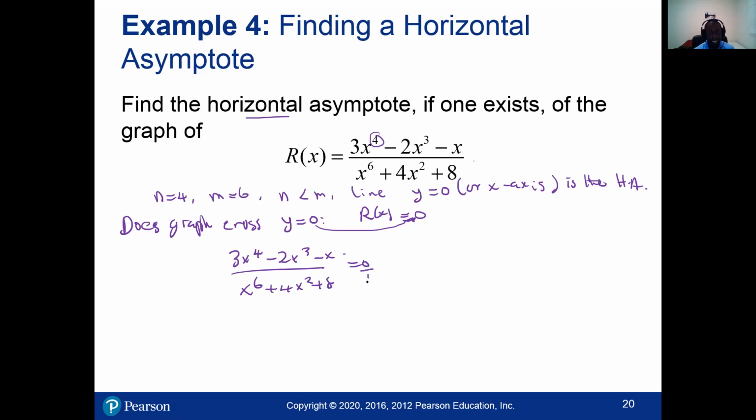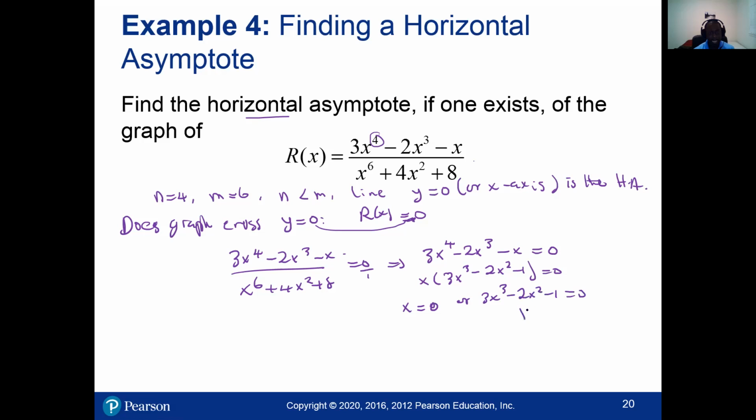If you cross multiply, you only have the numerator, 3x to the 4 minus 2x cubed minus x, equal to 0. Then the common factor is x, which leaves 3x cubed minus 2x squared minus 1 equals 0. So you have x equal to 0 or 3x cubed minus 2x squared minus 1 equals 0.